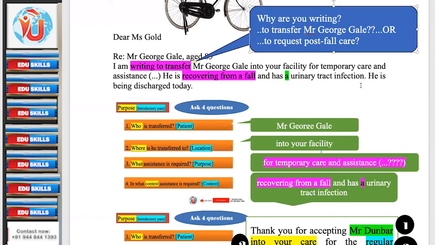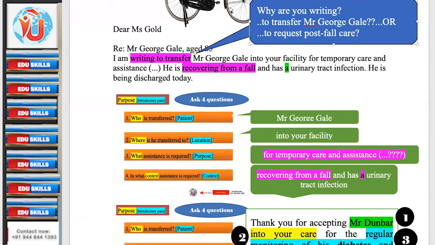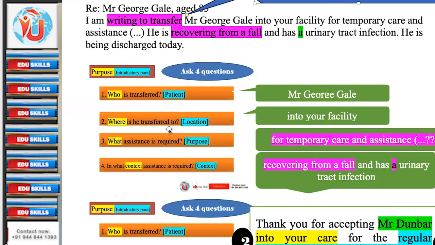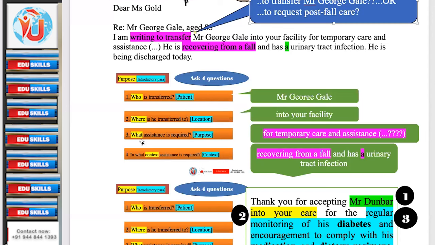I have given a cycle here. You know, what is the indication? If you are a beginner, see purpose introductory paragraph when you write. You know the importance I have explained. It is scored out of 3 and it's given high importance for OET 2.0. So ask 4 questions. Who is transferred? Mr. George Gale is transferred, right? And answer those 4 questions. Where is he transferred to? Into a facility. Okay, whatever is given here, correct. What assistance is required? Purpose, that is the main important question.